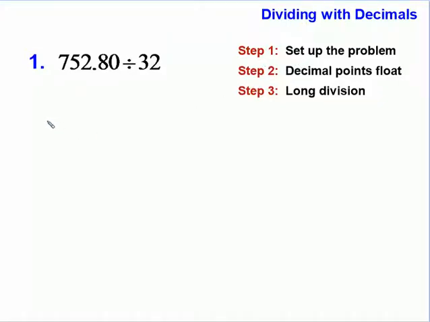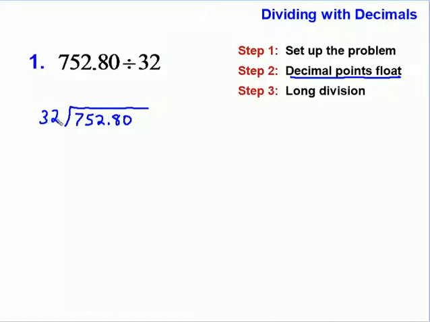So obviously we'll take 32 and divide that into 752.80. And we'll leave a little room at the end just in case. Next, we're going to remember that decimal points float. And what that means is, if we have our decimal point here, it's going to come up to the top right here when we get there. So we'll remember that this decimal point is going to float right up. And then we'll do the rest of it just as if we did regular long division.